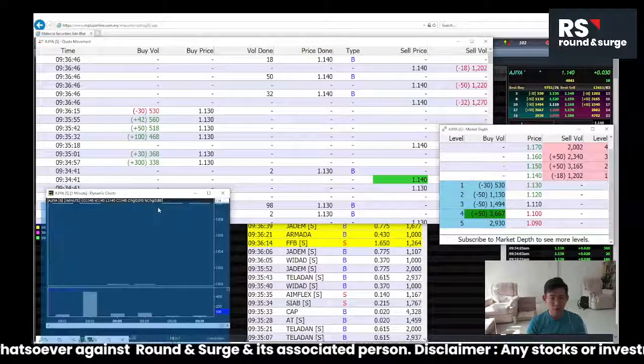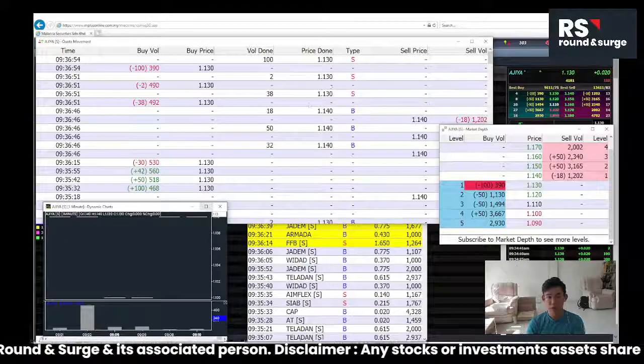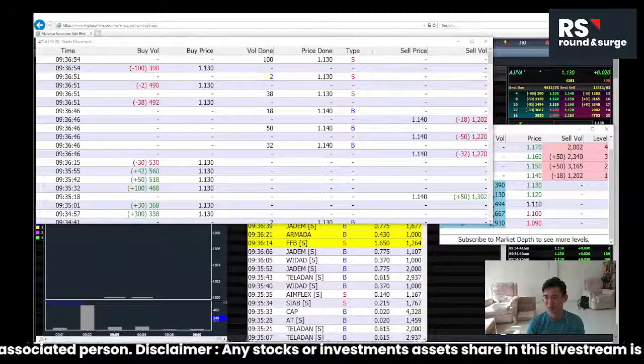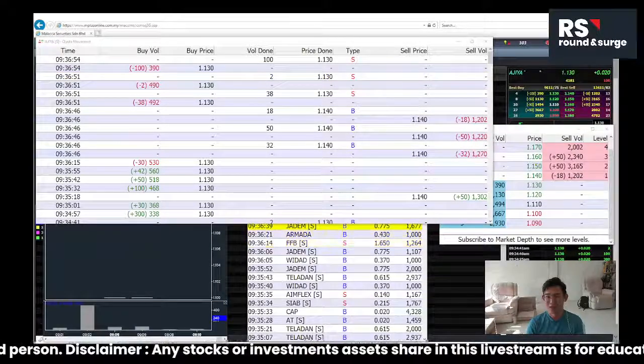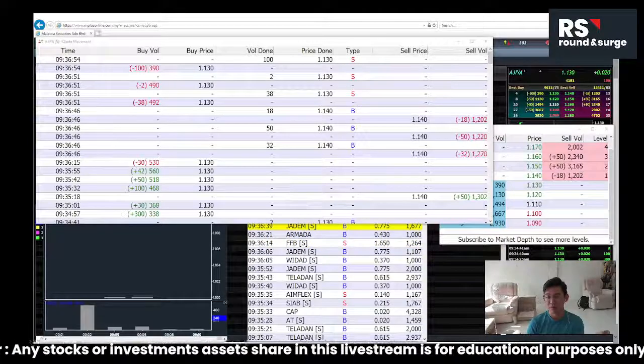114, someone take 114, someone throw out 40 lots. It's definitely not me. Okay, 40 lots and 100. So there's some selling pressure out in the market right now.